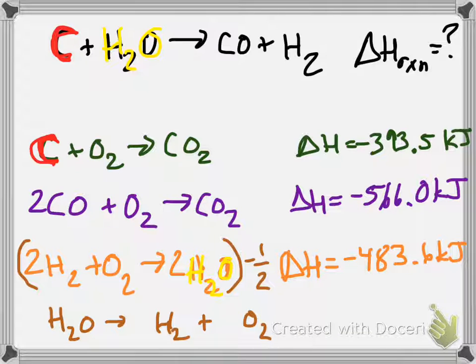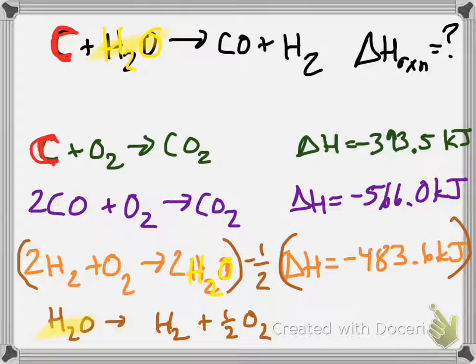By multiplying it by a half, we're multiplying each coefficient by 1/2. So 2 times 1/2 for the H2 is 1. 1 times 1/2 for the O2 is 1/2. And 2 times 1/2 would be 1 H2O. So now, notice the H2O up here and the H2O down here will match. Now what we've done is we have flipped our last reaction and multiplied it by 1/2. So we need to do the exact same thing to our delta H.